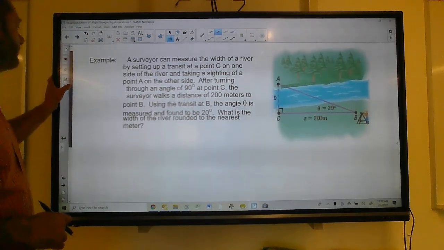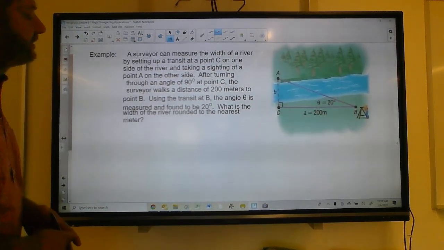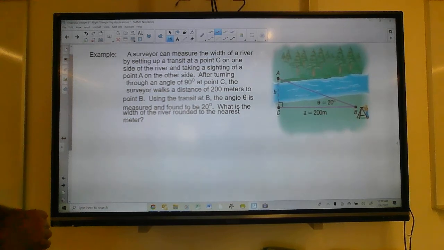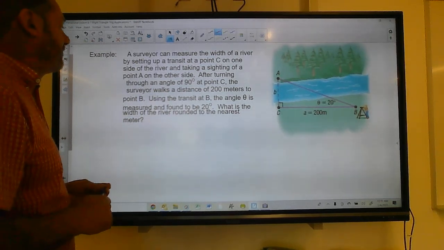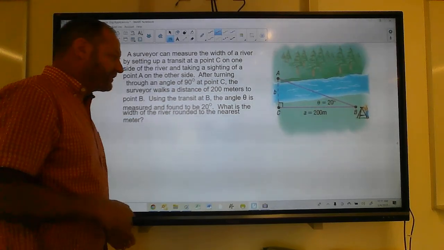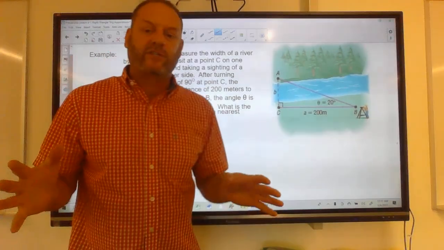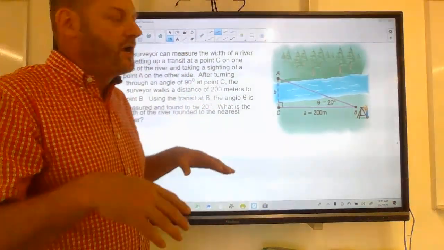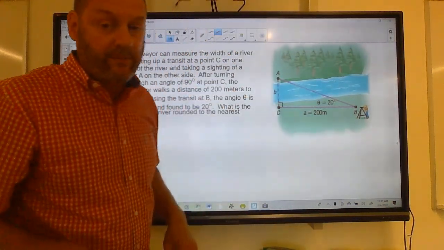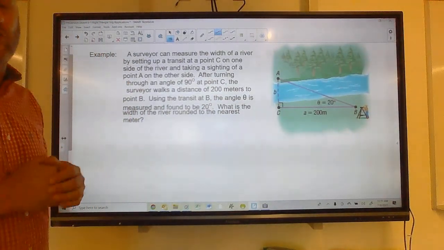All right, so here we have a story problem. A surveyor can measure the width of a river by setting up a transit at point C on one side of the river and taking a sighting of a point A on the other side. So what's a transit? You see these guys on the side of the road, they've got the orange flak jackets on, the bright colors, and they're looking through these things that are on a tripod. That thing on top of the tripod is called a transit.